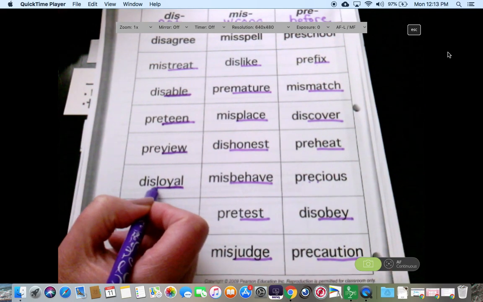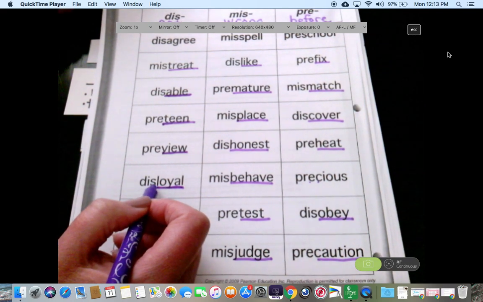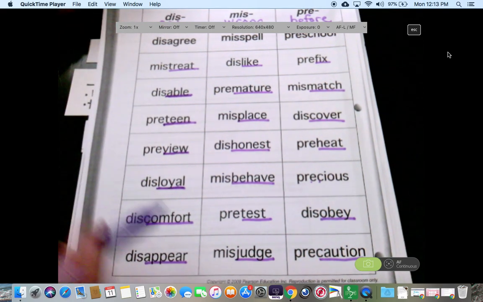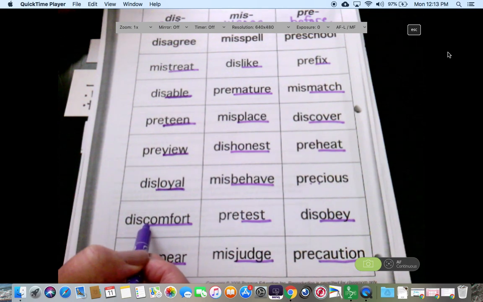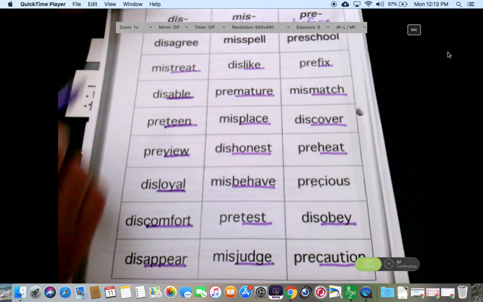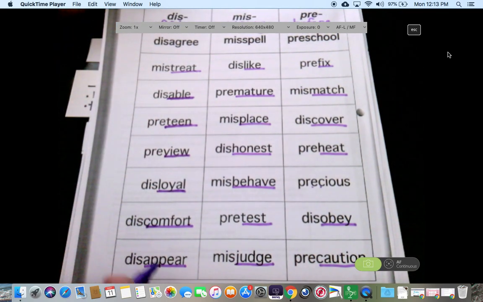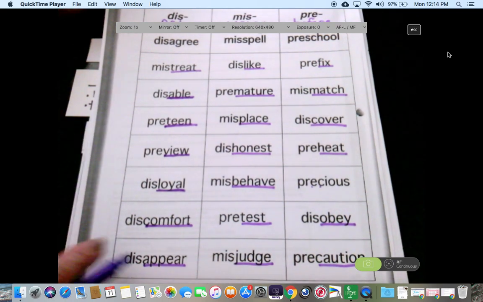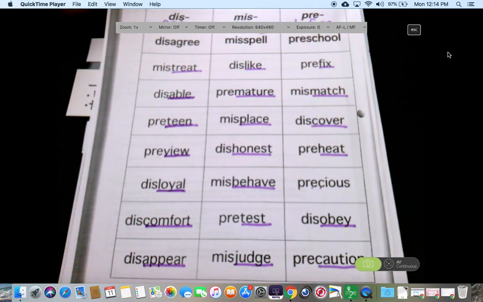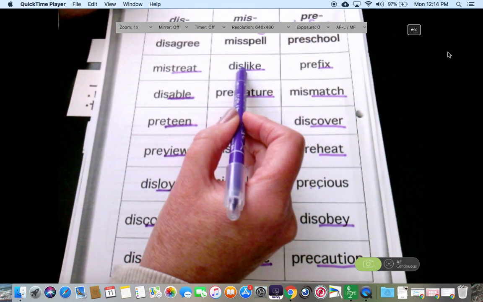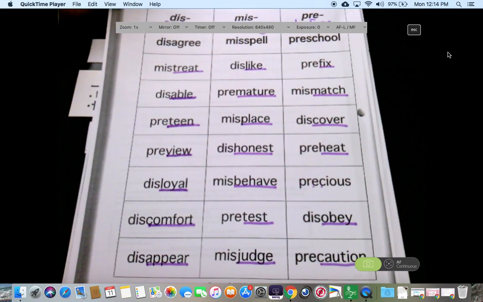Loyal means something like you can trust something. So disloyal means you cannot trust it. It is not loyal. Comfort, discomfort. So comfort, you know, you're kind of relaxed and feeling good. Discomfort means that you're not comfortable, okay? Disappear. So to appear means to show something. So disappear means that it's gone. Poof. It disappeared. It went away. Like. So again, you know what like means? Dislike is to not like something.